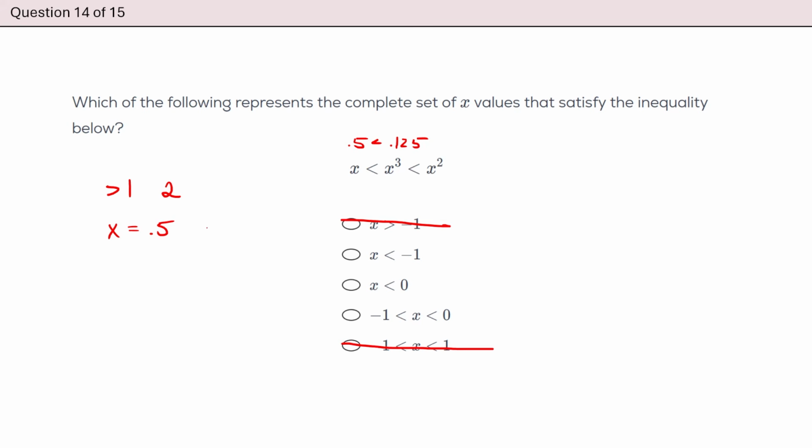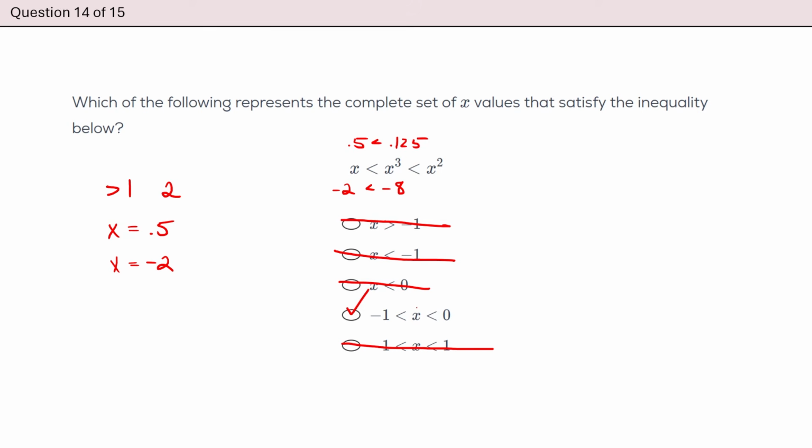This one's out. Okay. And then we say, okay, what if I say x equals -2? Right? So this would be -2 is less than -8? No, -2 is greater than -8. So that is out as well, which allows me to eliminate this one and this one. So the correct answer is D. So just using a little process of elimination, that's probably how I would do it.